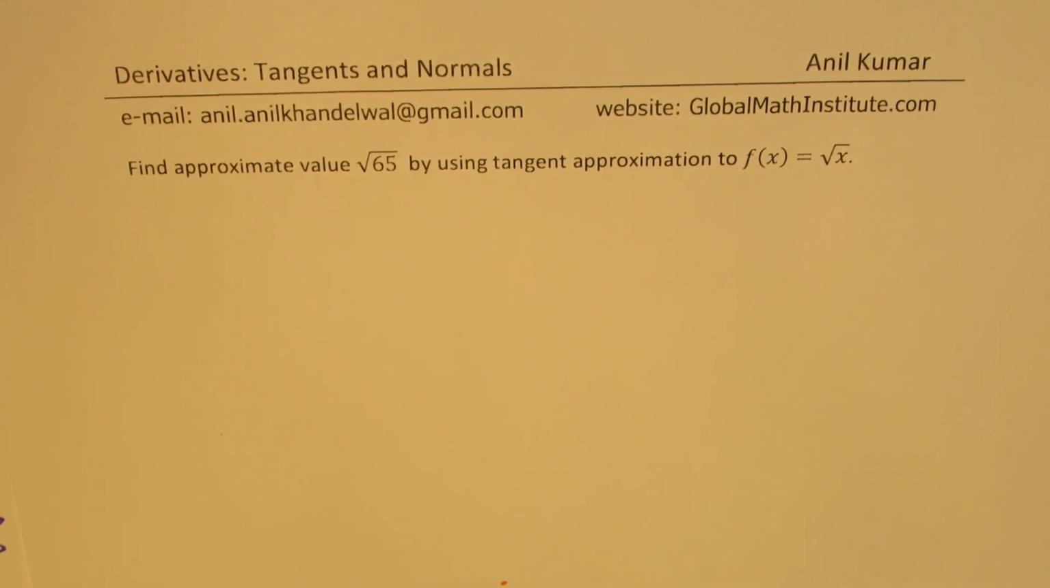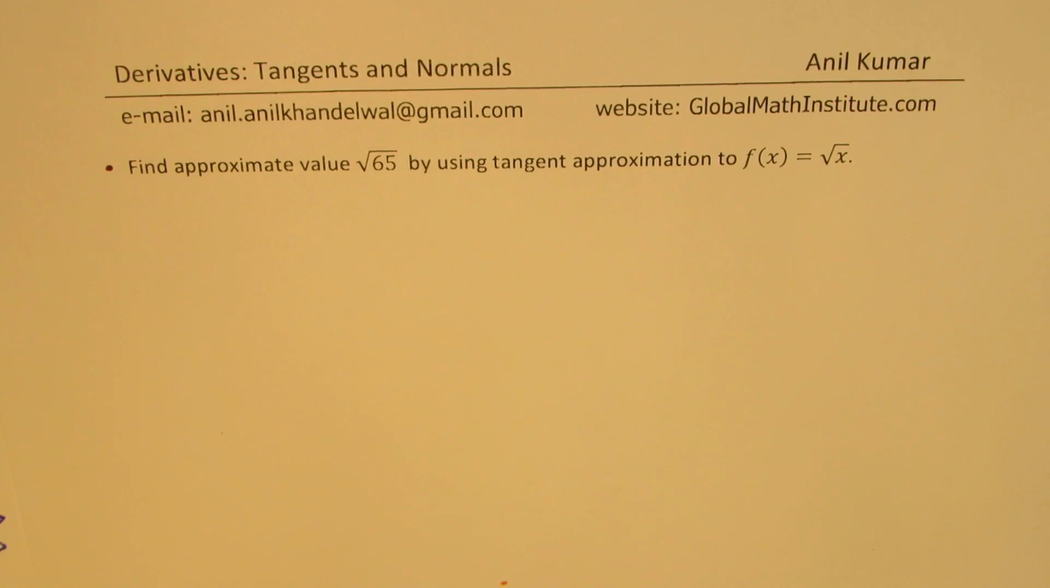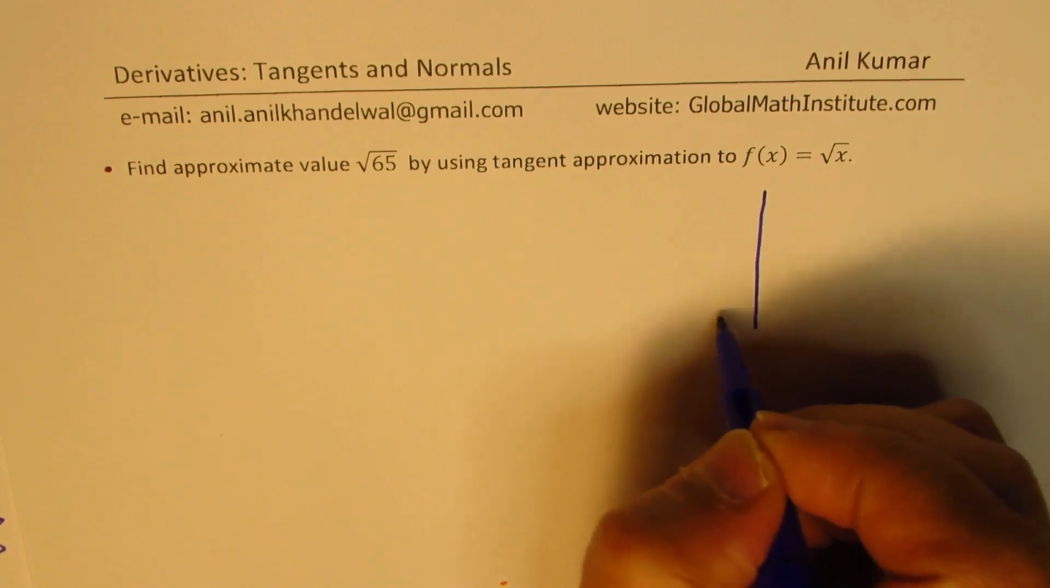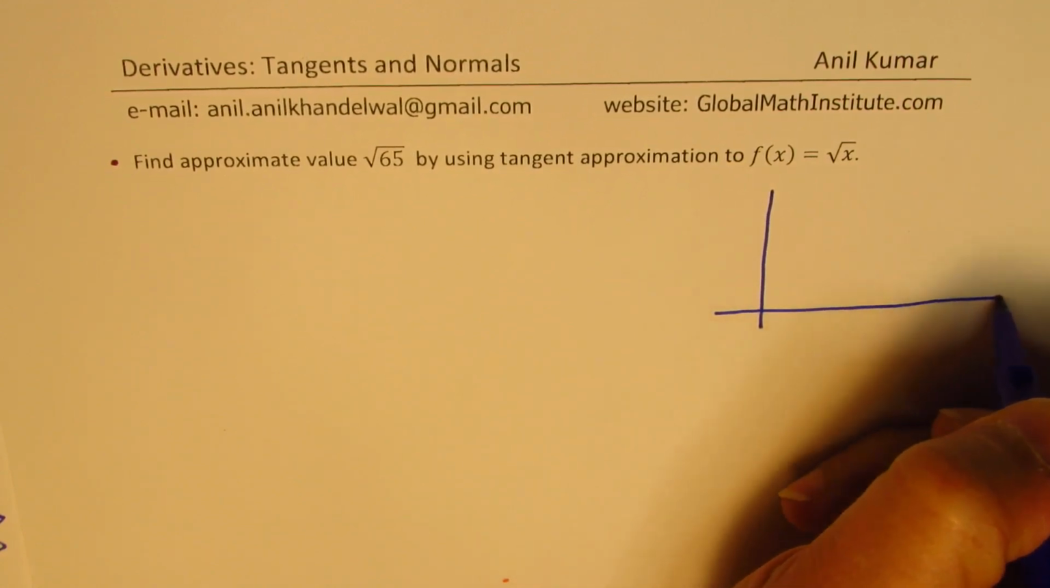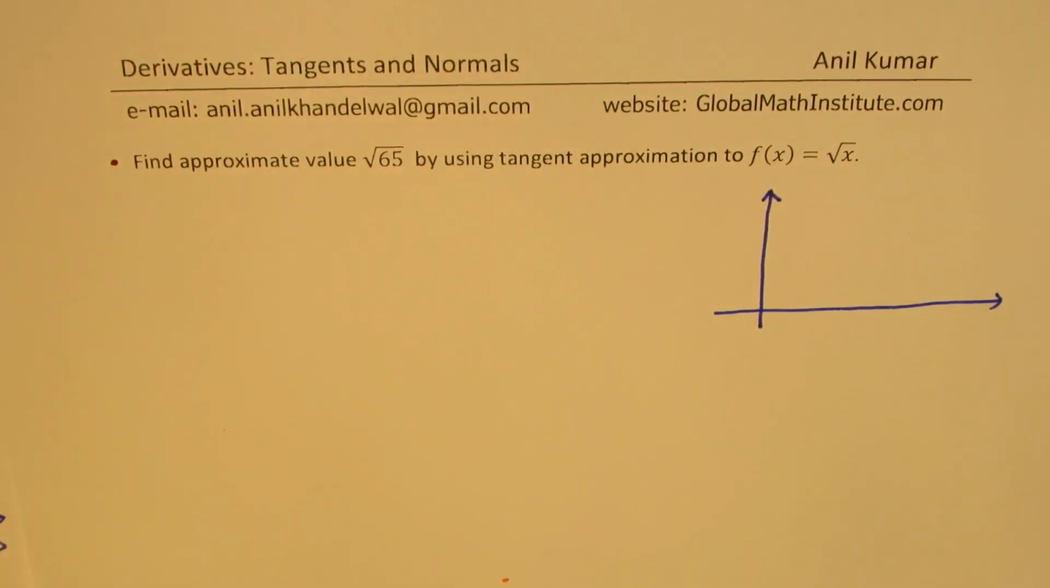The question here is: find the approximate value of the square root of 65 by using tangent approximation to f of x equals square root of x. You can always pause the video, answer the question, and then look into my suggestions. Now let's try to understand the situation here. This is a very important question, and we do these approximations to find answers without a calculator also.